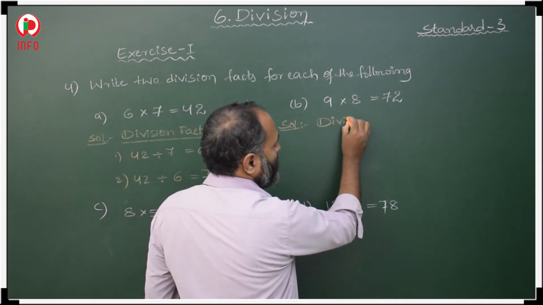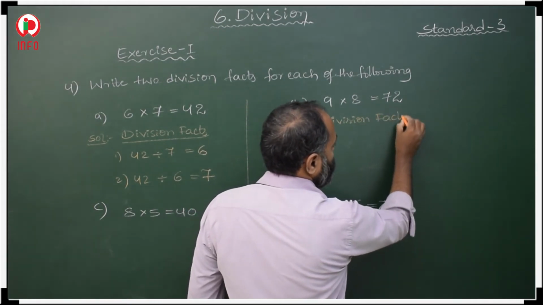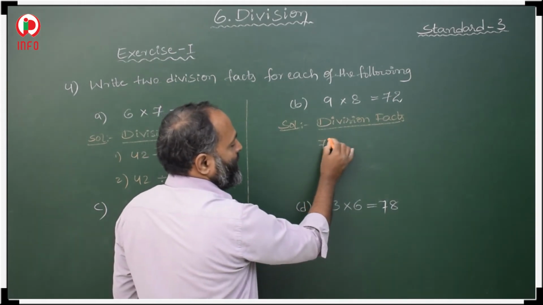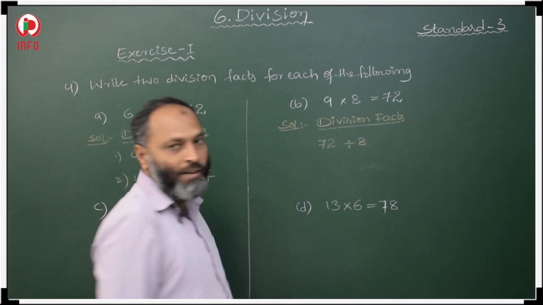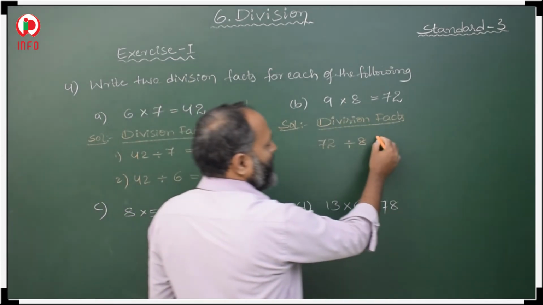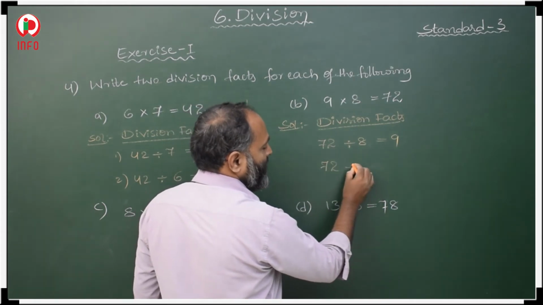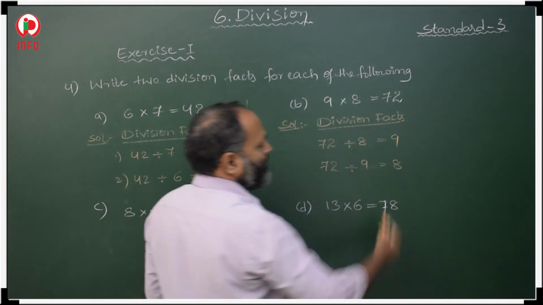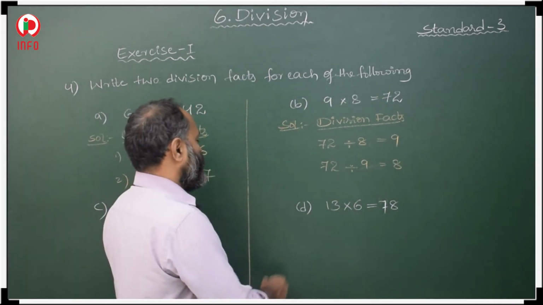Division facts. What are the division facts? First we have to take the product. 72 is divided with 8, then you will get 9, or if this 72 is divided with 9, then you will get 8. That is it. Division fact.